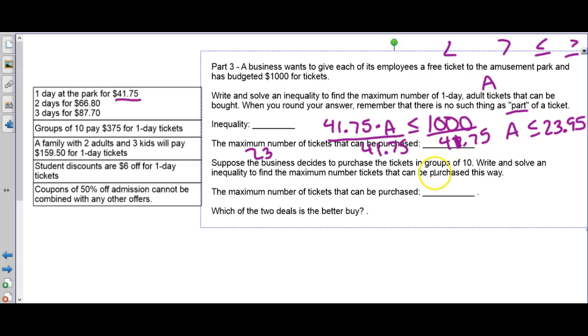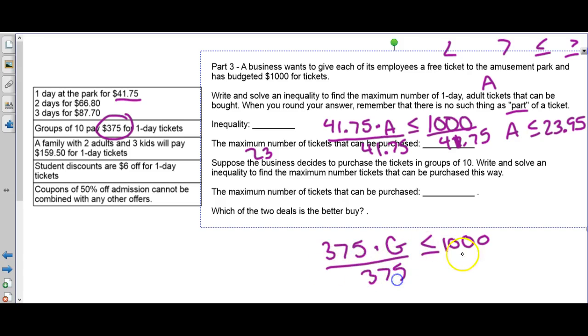So then the second option is to purchase them in groups of 10. Write and solve an inequality to find the maximum number of tickets that can be purchased this way. So you pay $375 for 10 tickets. So we'd set up this same inequality, $375. Since it's our group of 10, I'm going to say G for group of 10, and it's still going to be less than or equal to 1,000. So then we still solve by dividing. Divide both sides by 375.